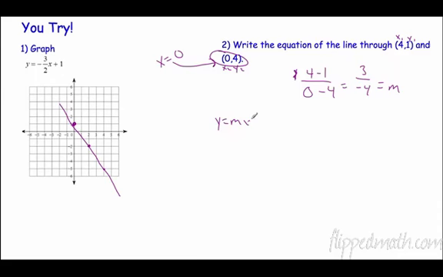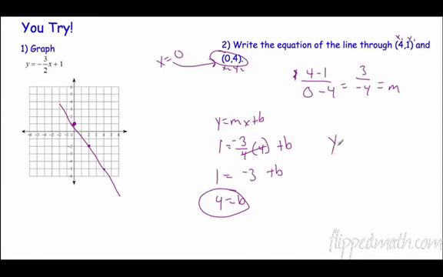Y equals mx plus b. Plug it in. What's my y? I'll use these. 1. What was my slope? Negative 3/4 times x was 4 plus b. Negative 3/4 times 4, well, that's negative 3. So 1 equals negative 3 plus b. Add 3, so 4 equals b. So there you have it. They are the same. So plug it in. Y equals negative 3/4 x plus 4.